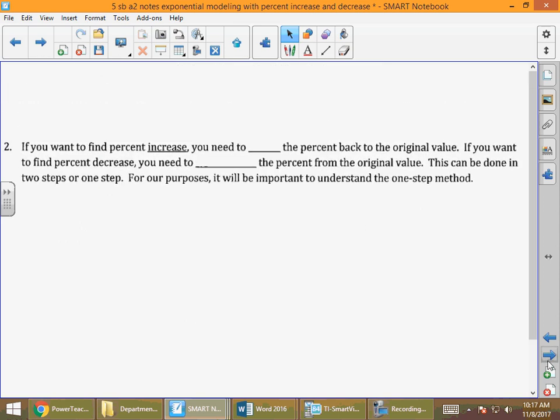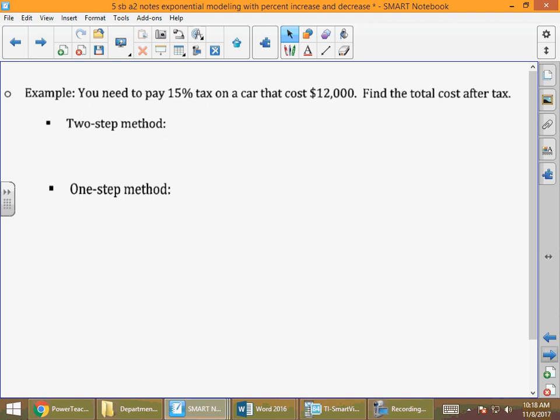If we want to find a percent increase, well, increase means that we're getting bigger. So what's going to have to happen is that we add the percent back to the original value. If we want to find the percent decrease, well, decrease means we're getting smaller, so we would need to subtract the percent from the original value. And this can be done in one step or two steps. We're just getting some preliminary work right now so that we can really do the algebra in a couple of minutes. For our purposes, it's going to be important to understand the one-step method, but the two-step method is still doable.